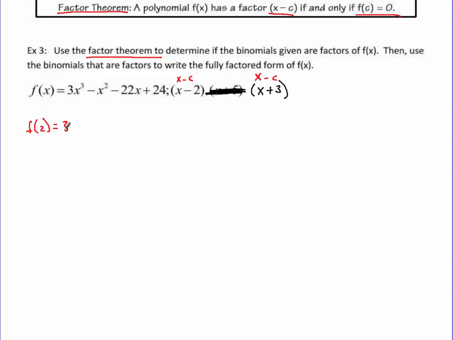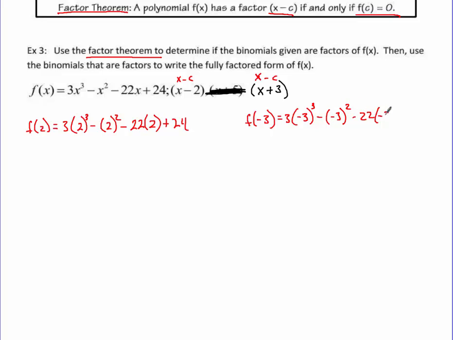So f of 2 is 3 times 2 cubed minus 2 squared minus 22 times 2 plus 24. And then we're also going to do f of negative 3, which would be 3 times negative 3 cubed minus negative 3 squared minus 22 times negative 3 plus 24. So we'll work both these out and hope that they equal 0.